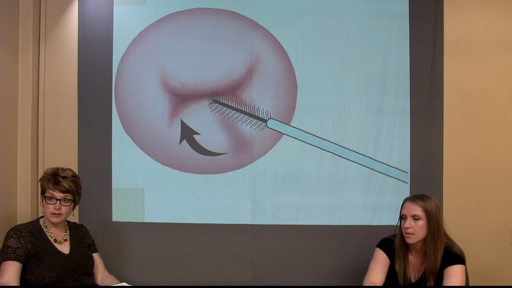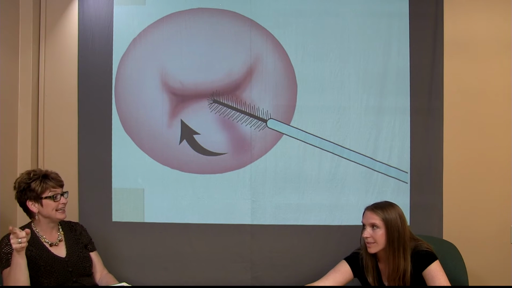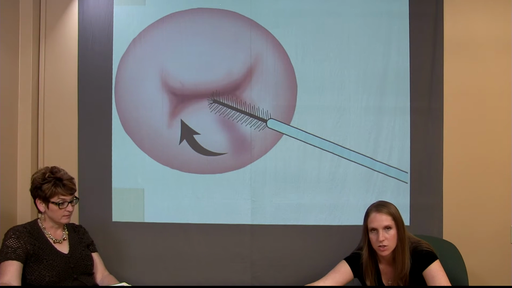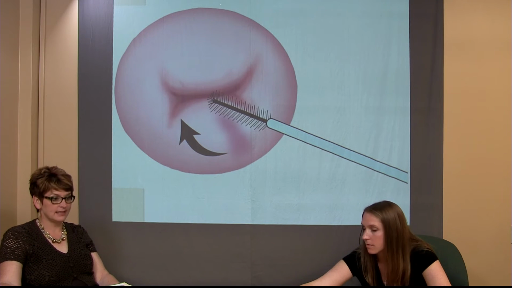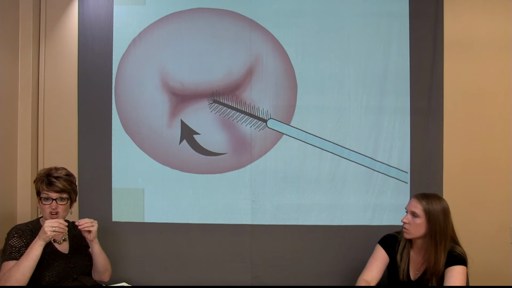This is the pipe cleaner type brush that can be used, and this is really good because you can get endocervical cells. So if you're having trouble getting to that transition zone, you need this. And I let them touch it so they can see that it's kind of soft.